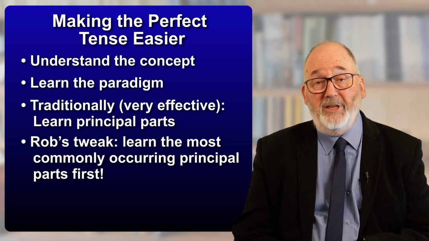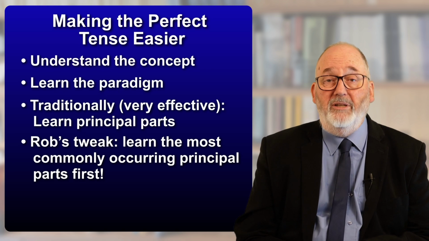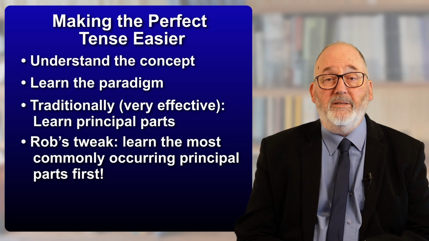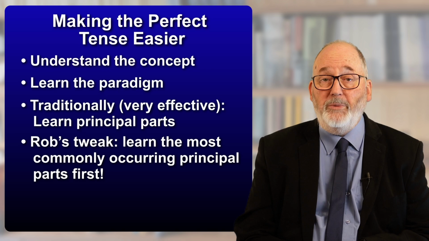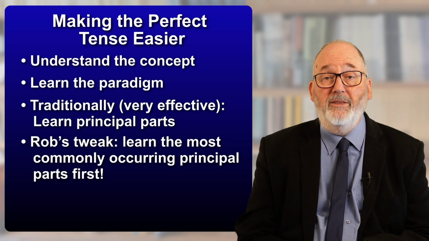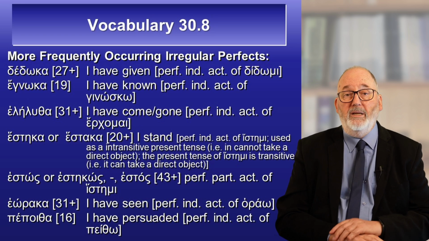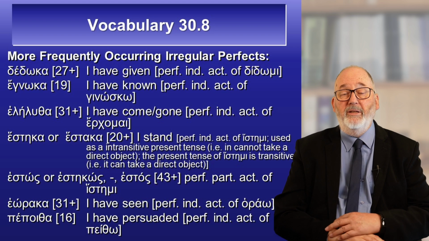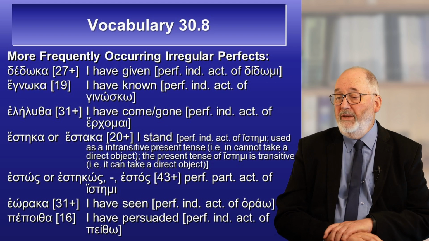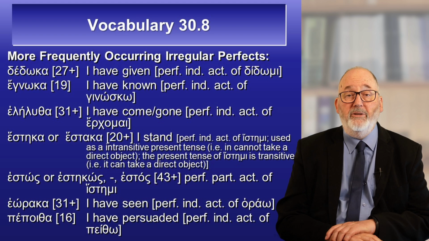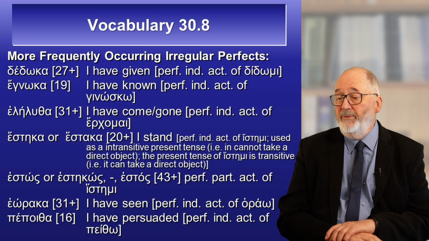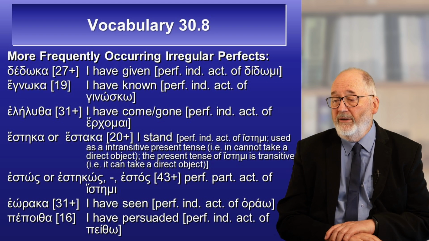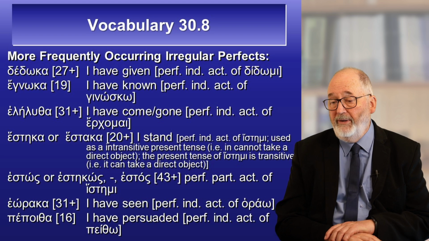That's all very well and good, and it's a good long-term goal for you. But perhaps there's something that might make things slightly easier. So my tweak is this. First, concentrate on learning the principal parts of the verbs that have the most frequently occurring perfect tenses in the New Testament. And you will see that I have divided my vocabulary into two groups. This set of verbs are ones that occur more frequently than others in the perfect tense. So we have didoka from didomi, etc.